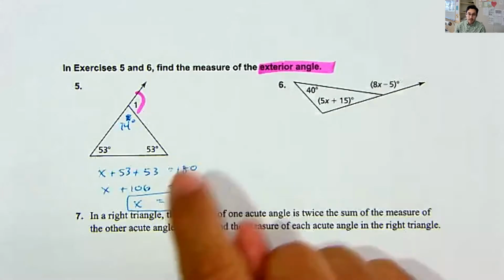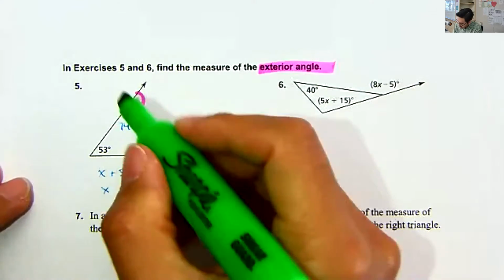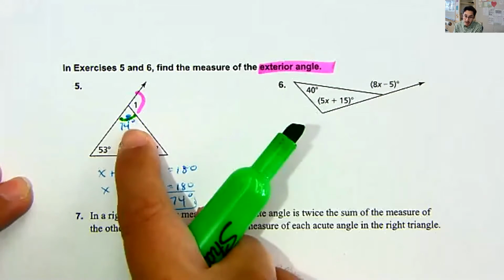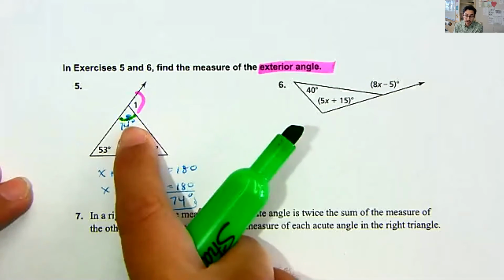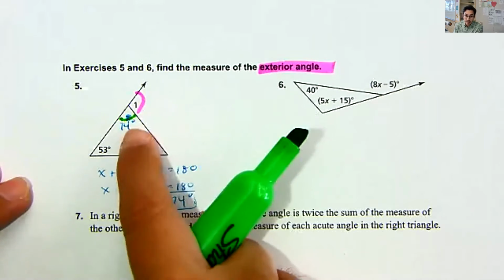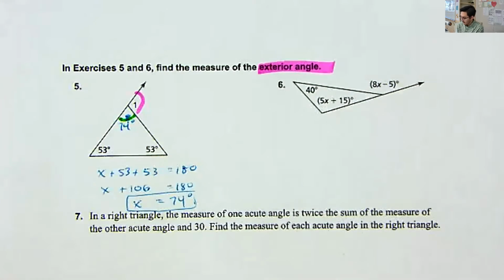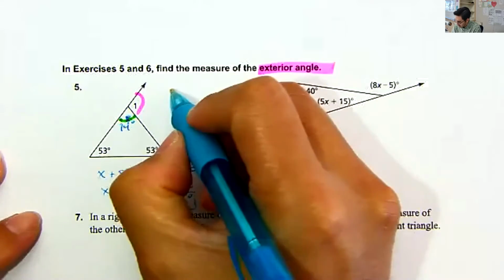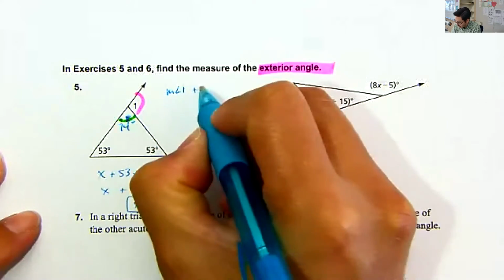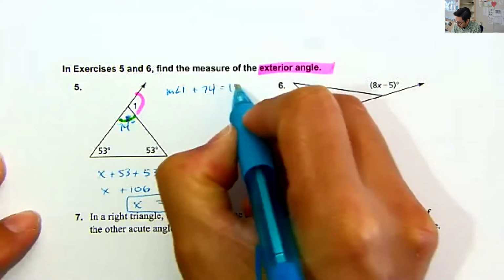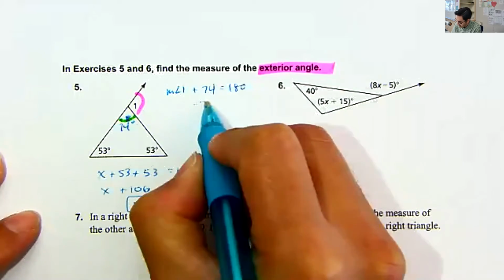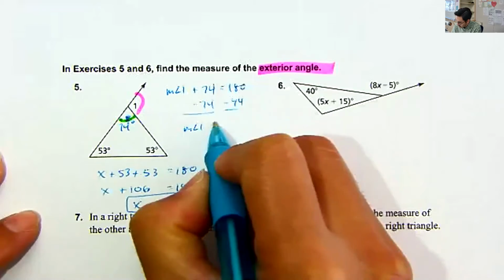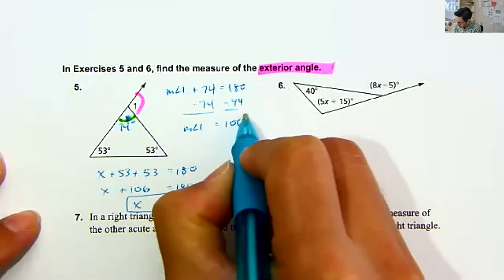Okay. So that is now 74 degrees. Now, I was trying to find the exterior angle, but you can see that the exterior angle, the one in pink, forms a linear pair with my third interior angle of the triangle, right? So the pink angle and the green angle add up to 180. So the measure of angle 1 plus 74 degrees is equal to 180. If we subtract 74 from both sides, we get that the measure of angle 1 is equal to 106.